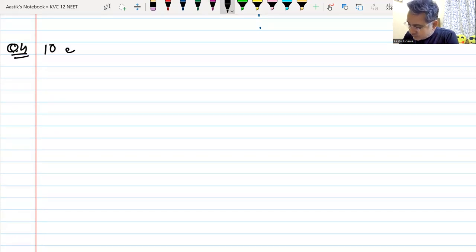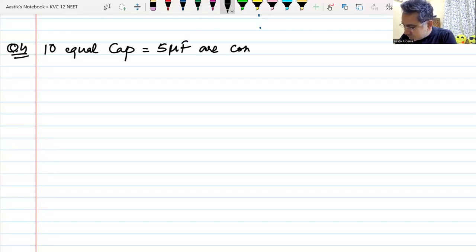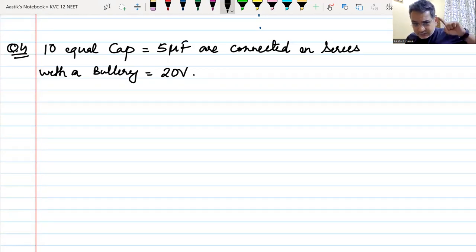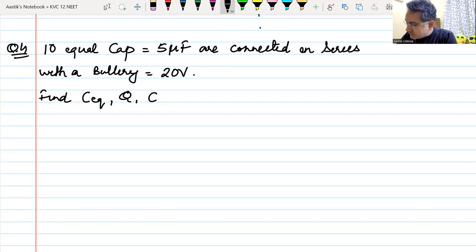10 equal capacitors, 5 microfarad, are connected in series with a battery whose voltage is 20 volt. Now, one last time, do it again and feel confident about yourself. Find C equivalent, find Q, find V and U of each capacitor.